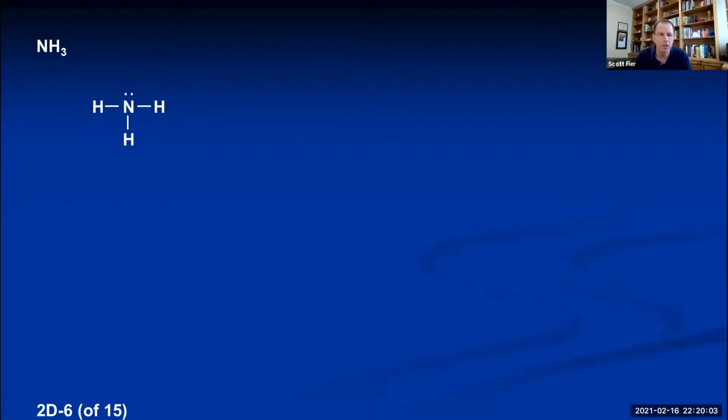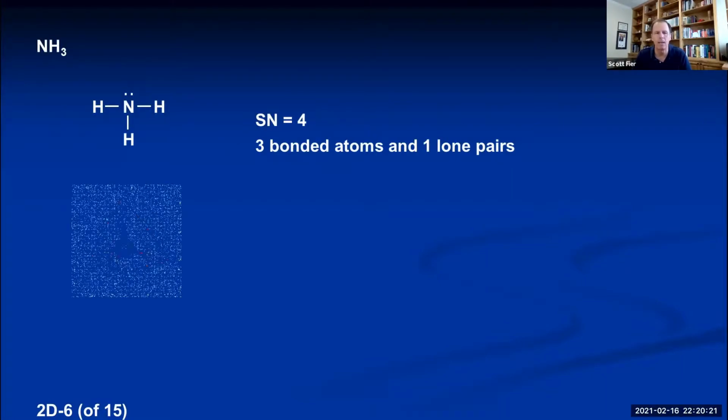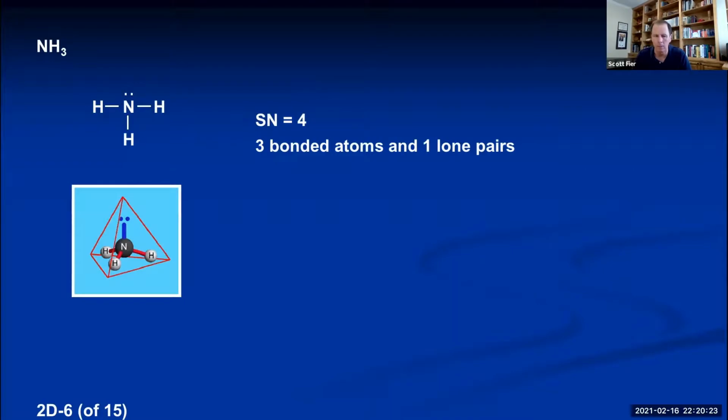So the nitrogen has 3 atoms bonded to it, and it has a lone pair. That means its steric number is 4, because you always add up the bonded atoms and the lone pairs. Anytime you have a steric number of 4, no matter whether it's atoms or lone pairs, those 4 groups will always spread themselves out in the exact same way as a tetrahedron. So the orbital geometry of anything with a steric number 4 is always tetrahedral.